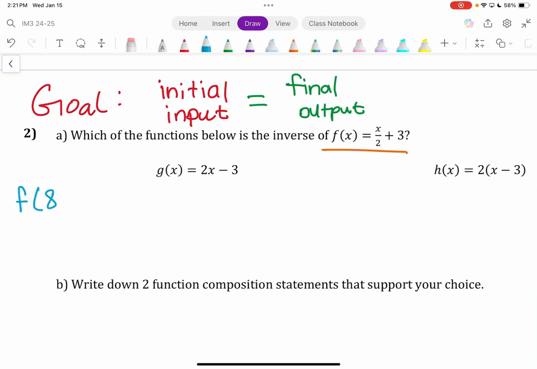All right. So we said we're going to figure out what f of 8 is equal to. So f of 8 would be 8 over 2 plus 3. 8 over 2 plus 3, right? So 8 divided by 2 is 4. 4 plus 3 is 7. So f of 8 is 7. Now in this example, 8 is the initial input.